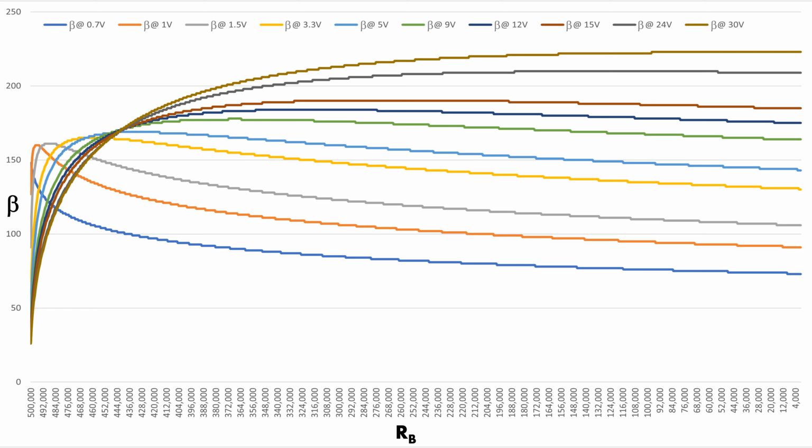What is also very important to notice is that there are very few ranges of base current where beta is almost constant. The most notable example of this is the brown line, when VCC equals 15 volts, and the RB resistor is in the range between 350 and 150 kiloohms. So, what is the conclusion regarding beta, the current gain for BJT transistors?